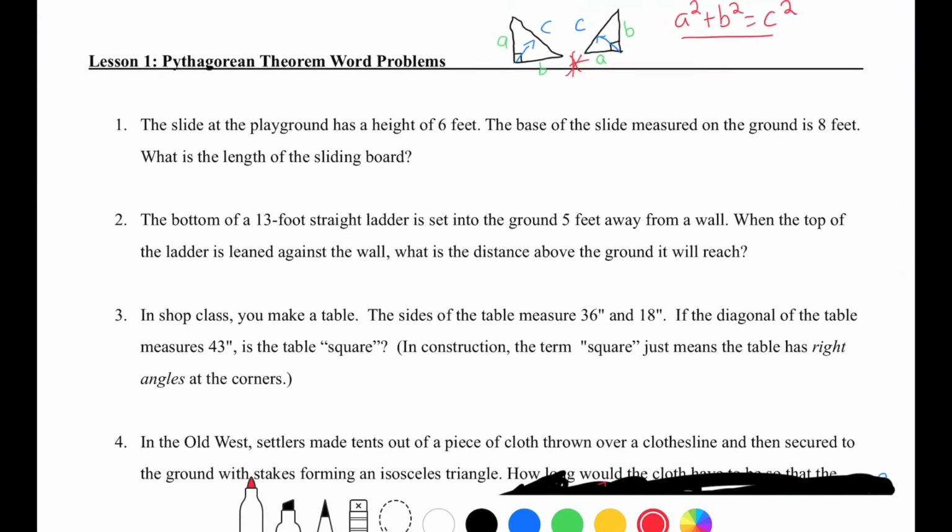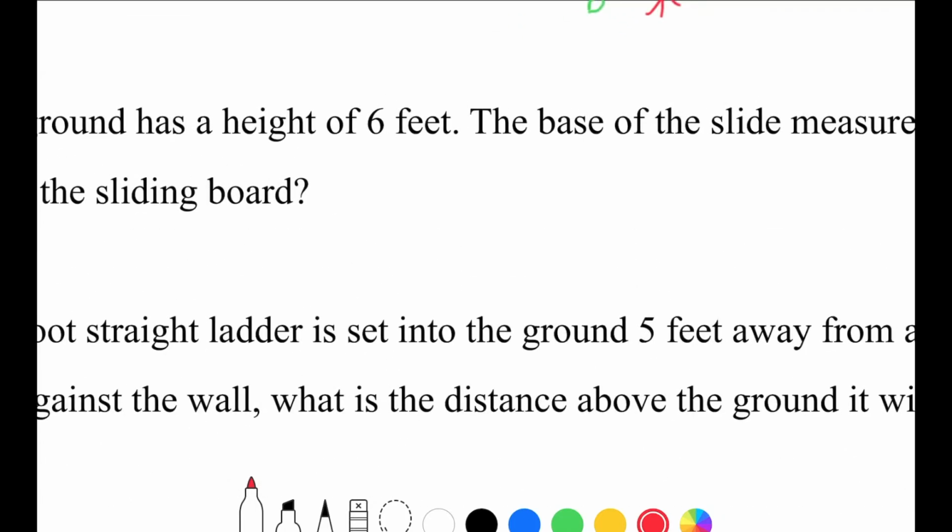So in the first problem, the slide at the playground has a height of 6 feet. The base of the slide measured on the ground is 8 feet. What is the length of the sliding board? So we have the place where the slide is against, and it's going to go to the ground. Now, whatever it is leaning against, we can assume that it's going to create a right angle with the ground. And then the slide is going to come right there to the ground.